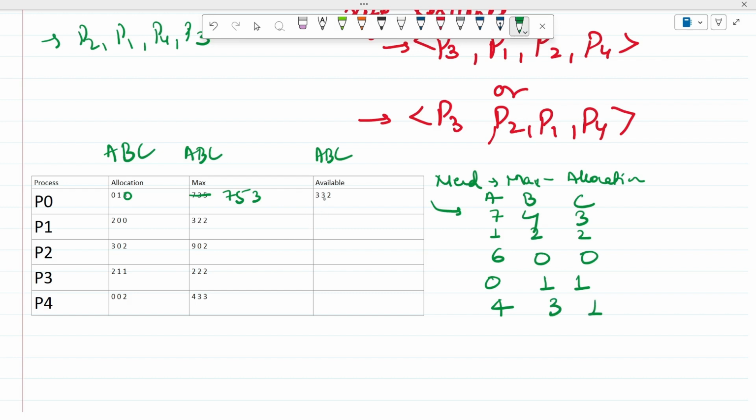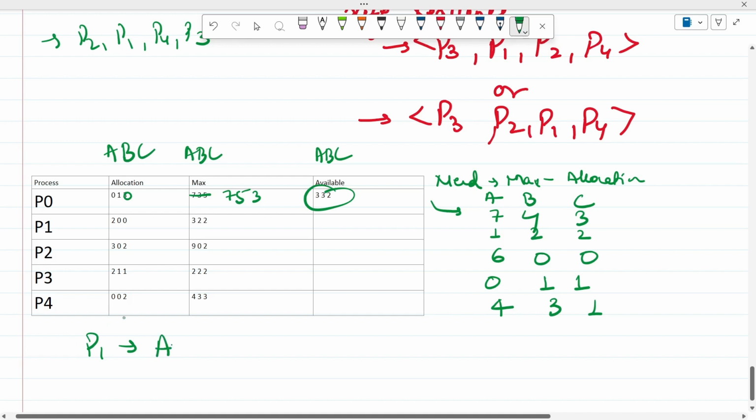Now let's check what the available resources are. We have 332 available. Does any of the processes satisfy the available resources? The answer is yes. We can satisfy the P1 process, because it needs 122 and we have 332, so it definitely satisfies P1. If it does, then provide that to P1.